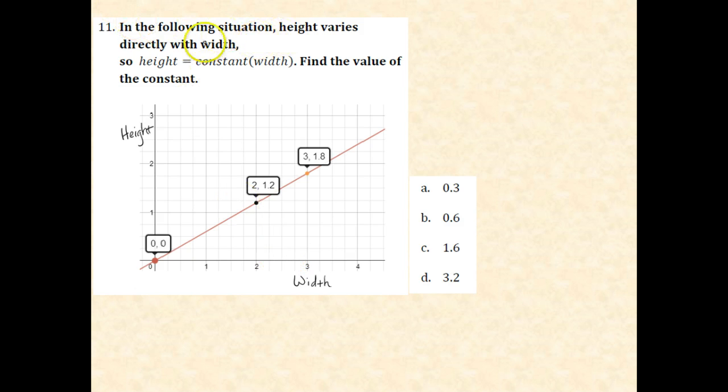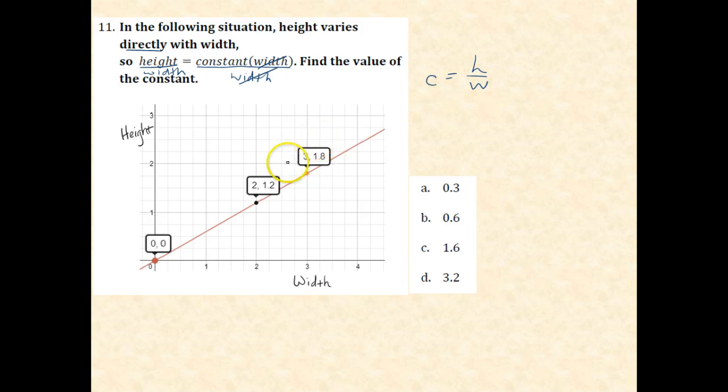The following situation, height varies directly with width, so that height is a constant times the width. Find the value of the constant. Well, if I was to take this little equation here and solve for the constant, I would be dividing both sides by the width. So I would get constant equals height over width.